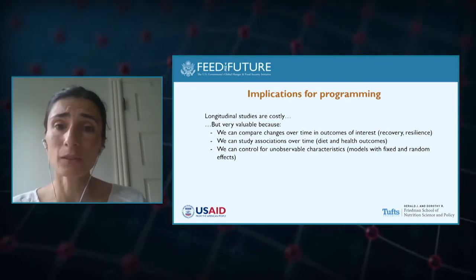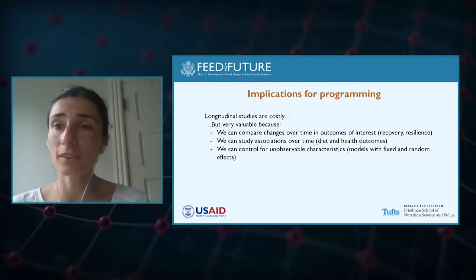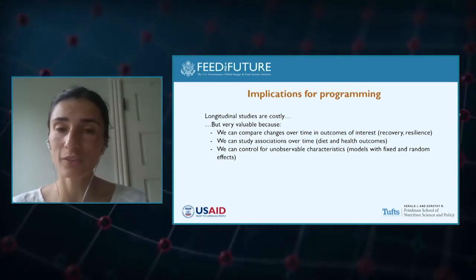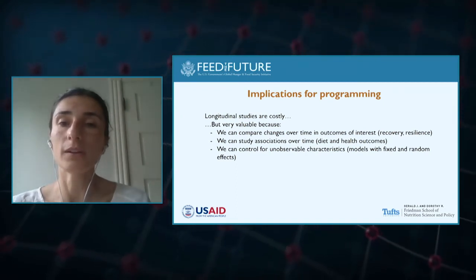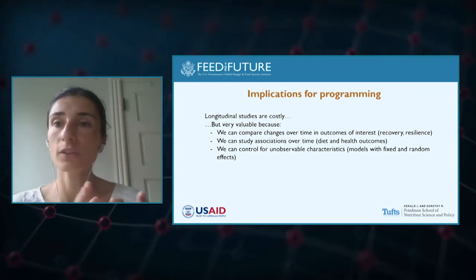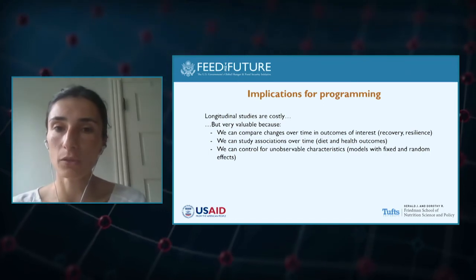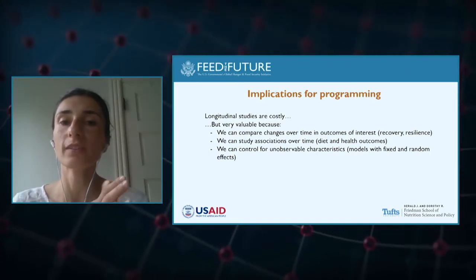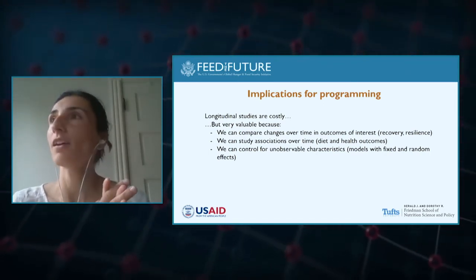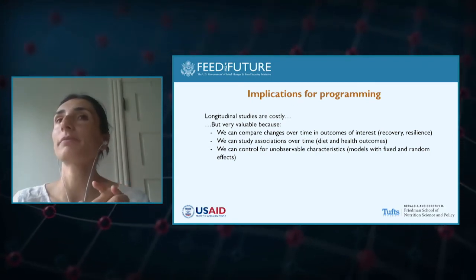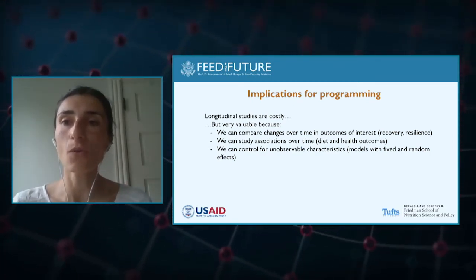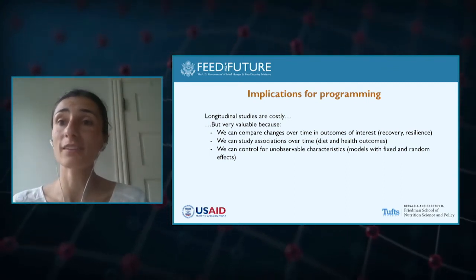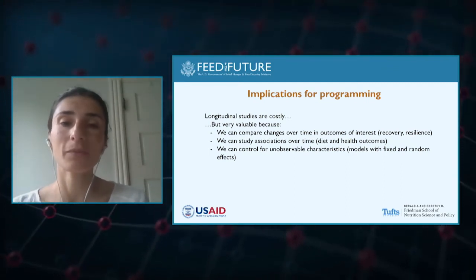And not only that, but we can study associations over time to look at how the diet in the past or diet over time is related to health outcomes. And of course, it's not just diet and health, but it can also be agriculture, how agriculture 10 years ago and over time is related to diet and health outcomes.